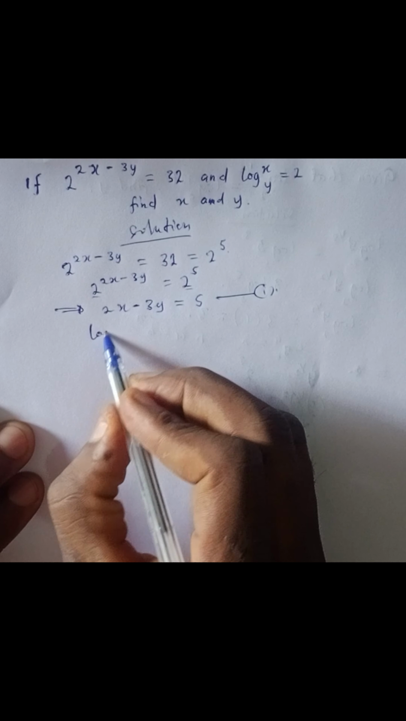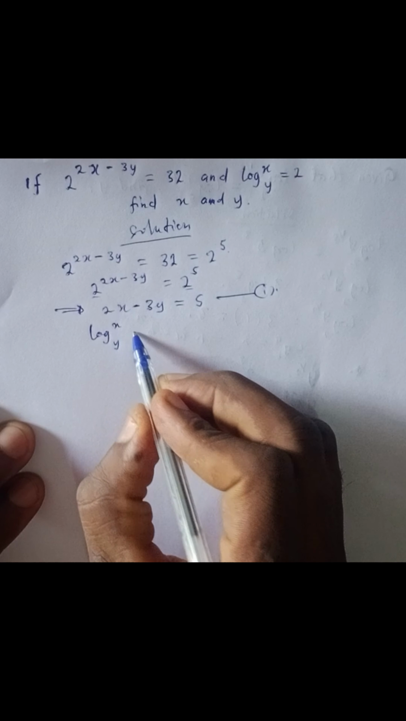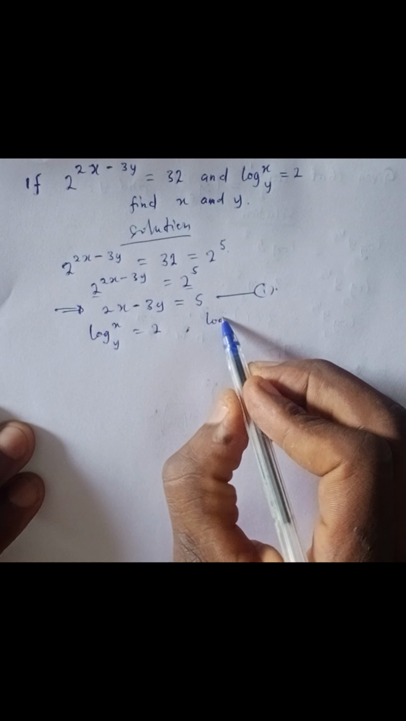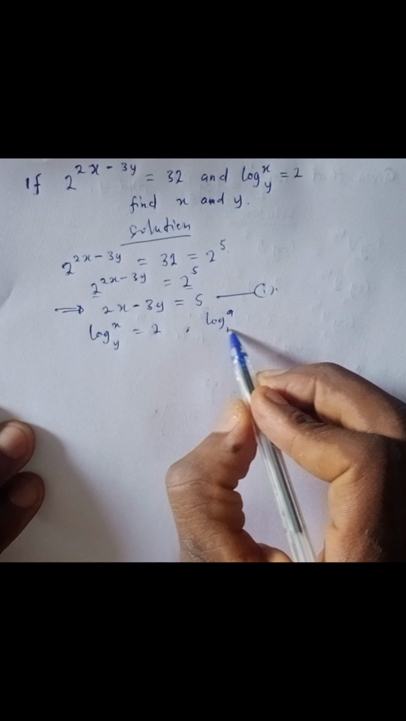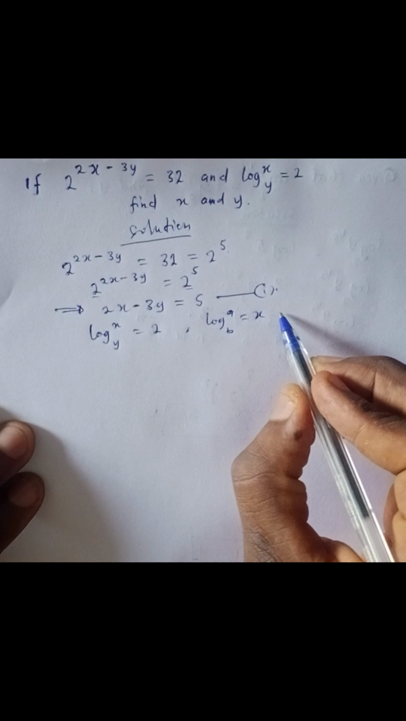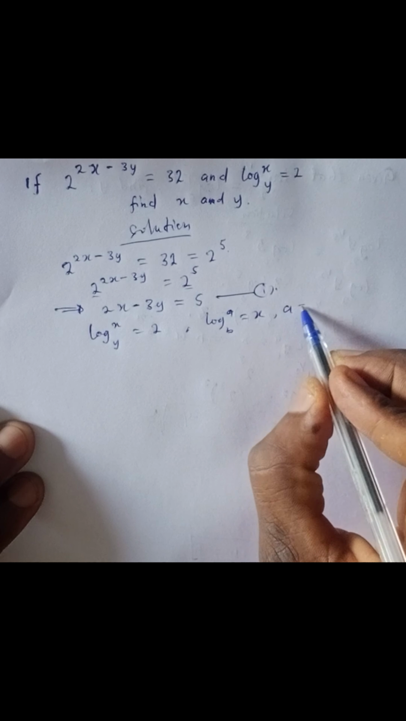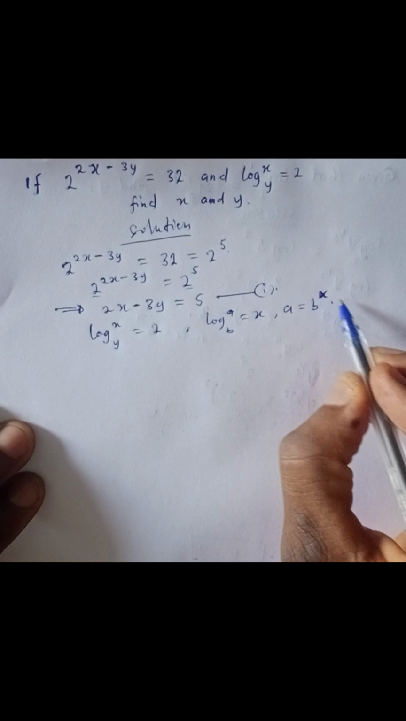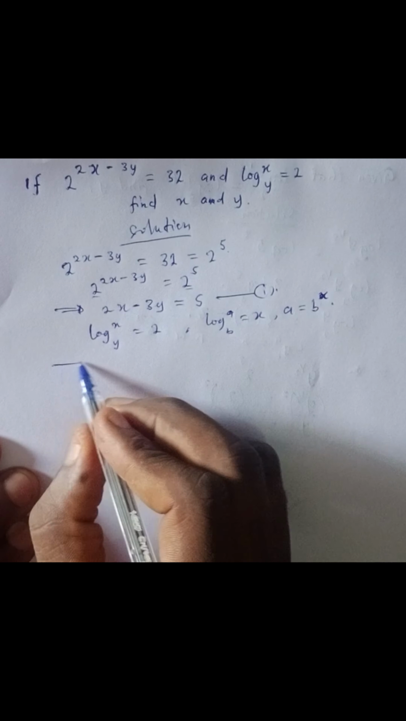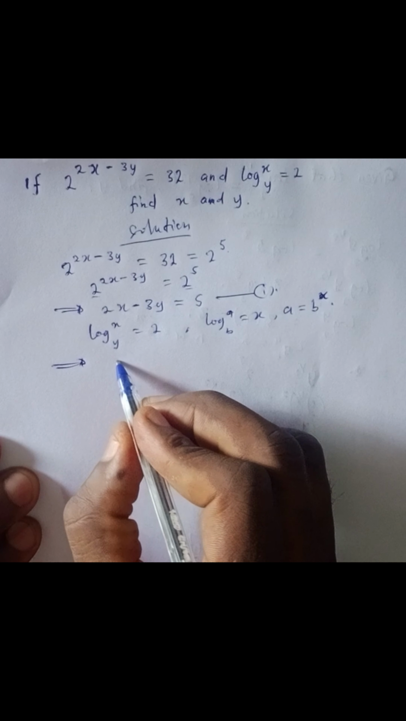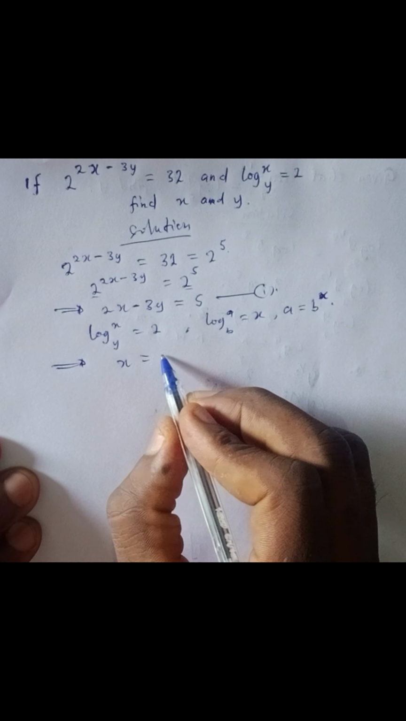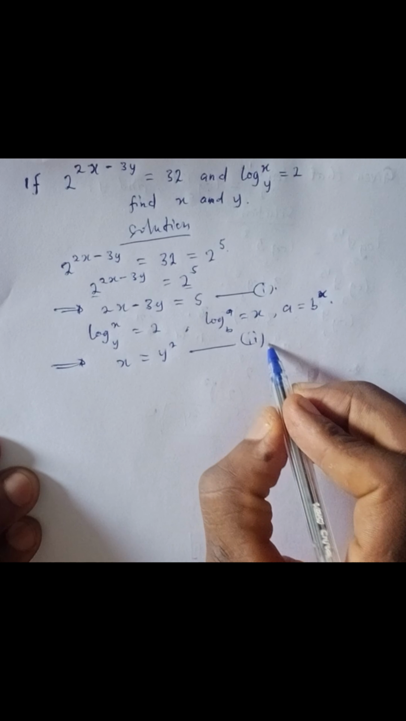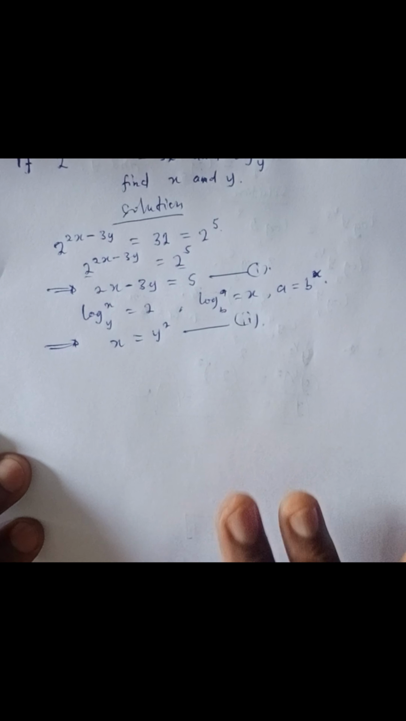Next, we have log x to base y equal 2, right? Don't forget that there's a logarithm rule that says log a to base b equal x means a equals b raised to power of x. Hope you remember, right? So it now implies that here our x will be equal to y raised to power of 2. Let's call this equation 2, right?